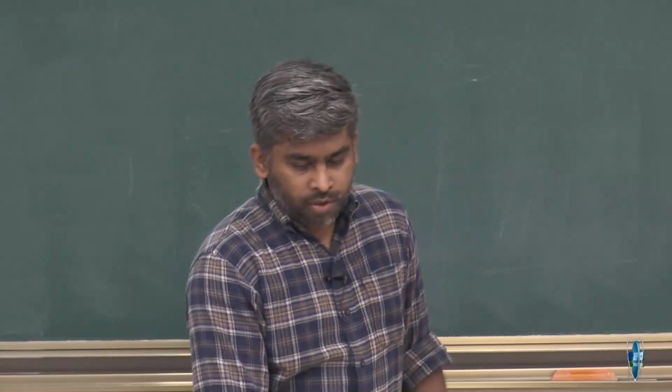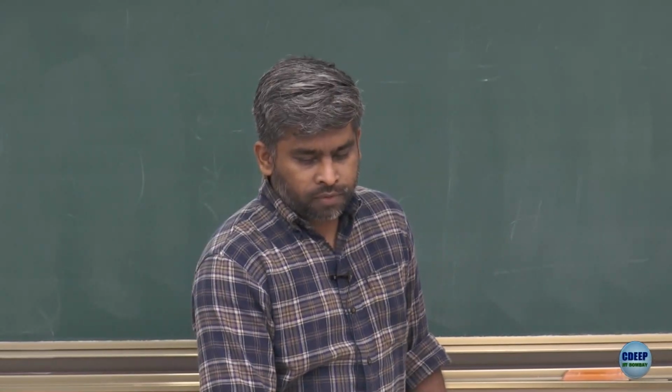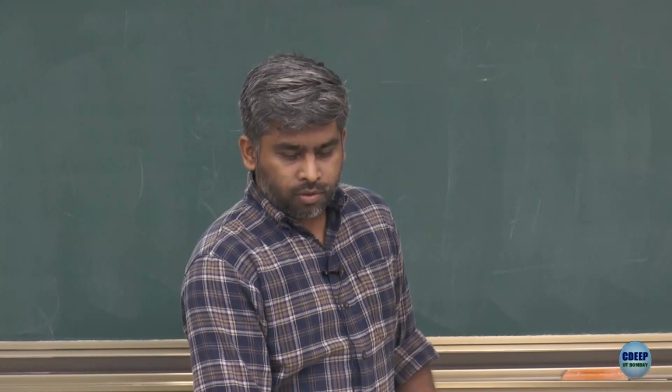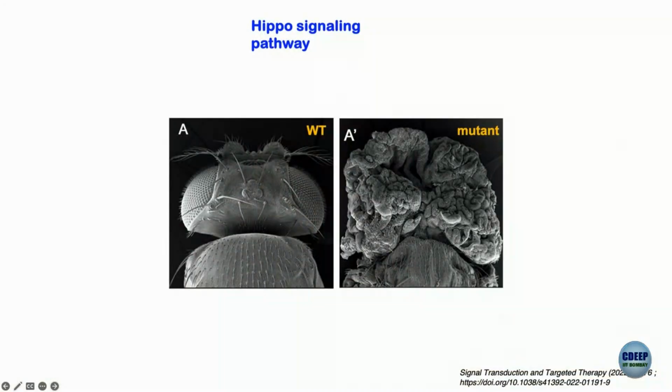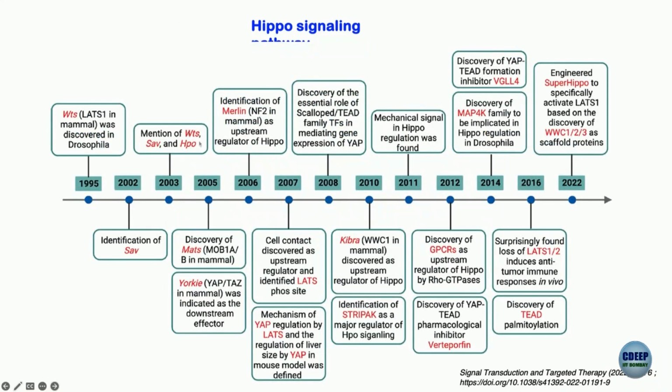So, this is how it looks. You have wild type Drosophila, you look at the head of Drosophila, it looks pretty good, but look at this. This is the mutant Hippo pathway gene, and that is how massive outgrowth, tumorigenic growth happens, and that is how these genes are named Hippo pathway genes. In 1995, they actually discovered this Hippo pathway, and over a period of time, there have been a lot of discoveries till recently, and we will see the equivalent of Drosophila and mammals.